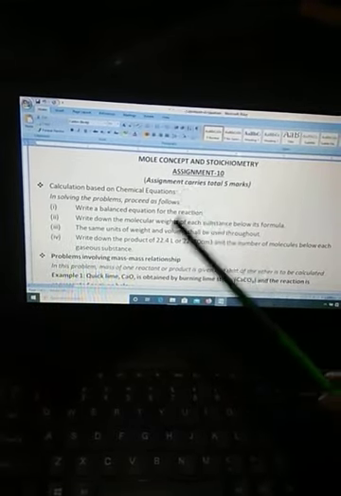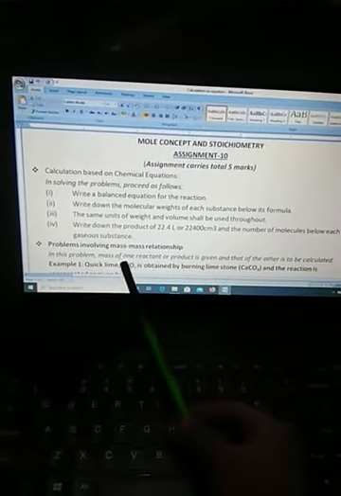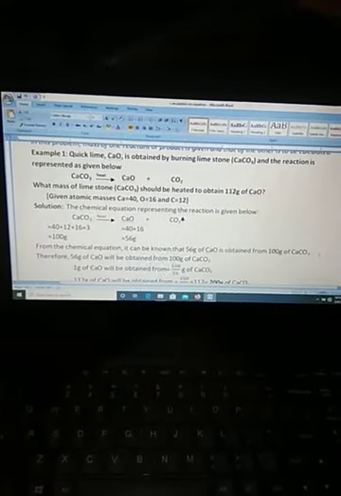Now first we'll see problems involving mass and mass relationship. We have got two types. One is mass relationship, the second one is mass volume relationship. So first we'll see mass relationship. What is it? In this problem, the mass of one reactant or product is given and that of the other is to be calculated. So one mass of the reactant or product is given and the other might be asked to find out. We'll see one example that will clear the numericals for this type.